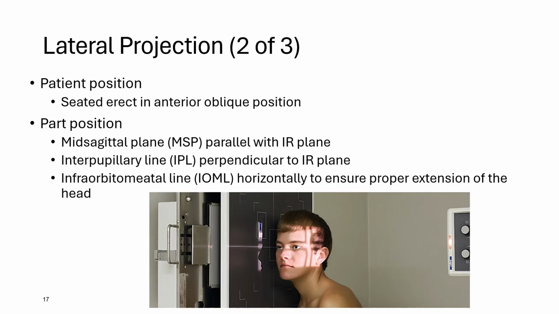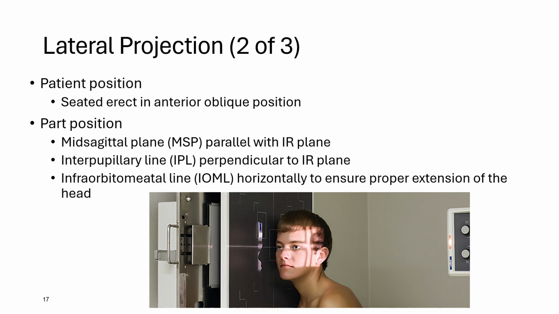All right, in order to show position for lateral sinuses, okay, interpupillary line perpendicular to the image receptor plane. Okay, so the imaginary line drawn between the centers of their eyeballs is going to be perpendicular to the image receptor. Okay. Infraorbital meatal line oriented horizontally. So raise their chin just slightly until the lower edge of the orbit, extend a line back to the hole in the ear. Bring that line horizontal, and you have their head elevated enough for lateral sinuses.